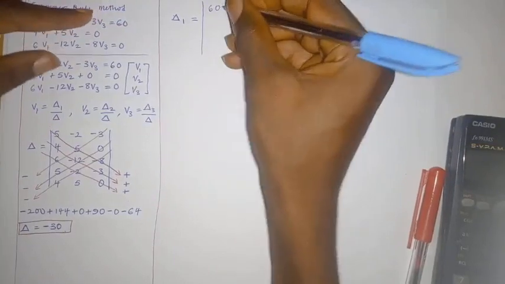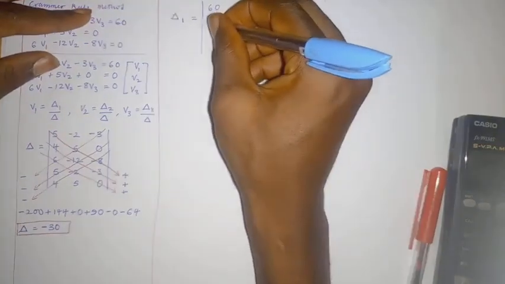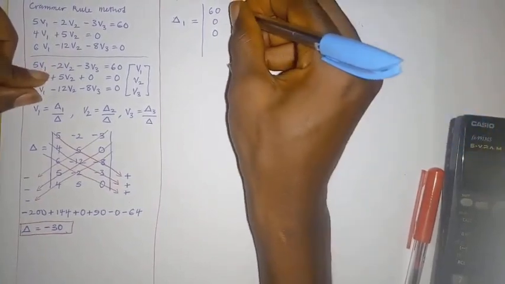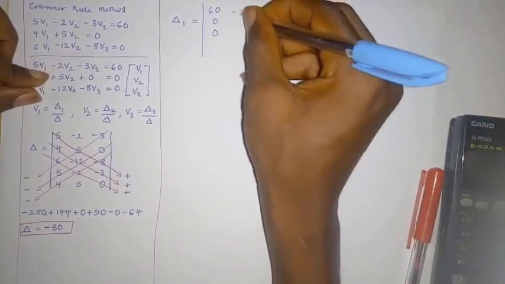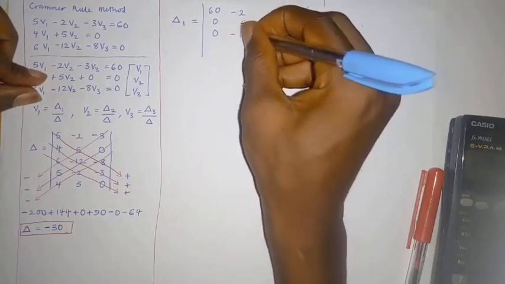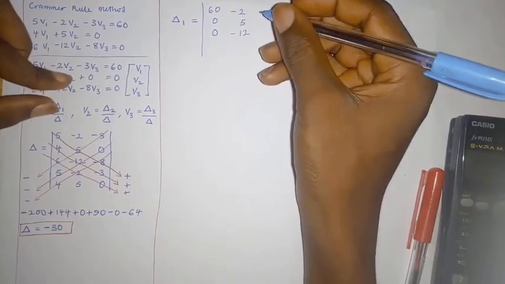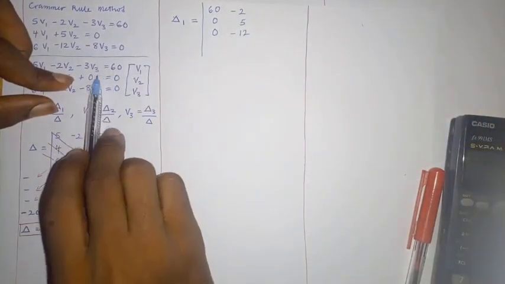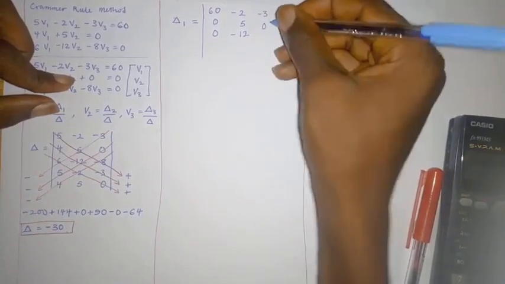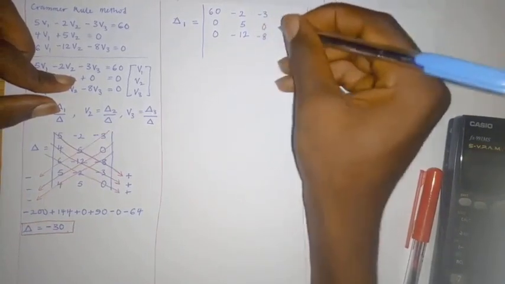You have something like this. 60, you have 0, you have 0. Then you now use this one, minus 2, then this 5, and then minus 12. Then another thing, you are going to write this one here. So it will now be minus 3, 0, then minus 8.